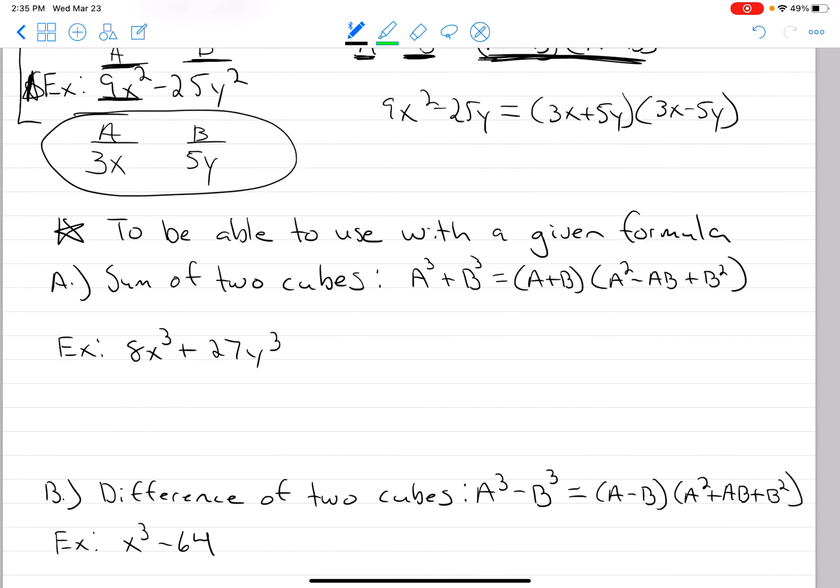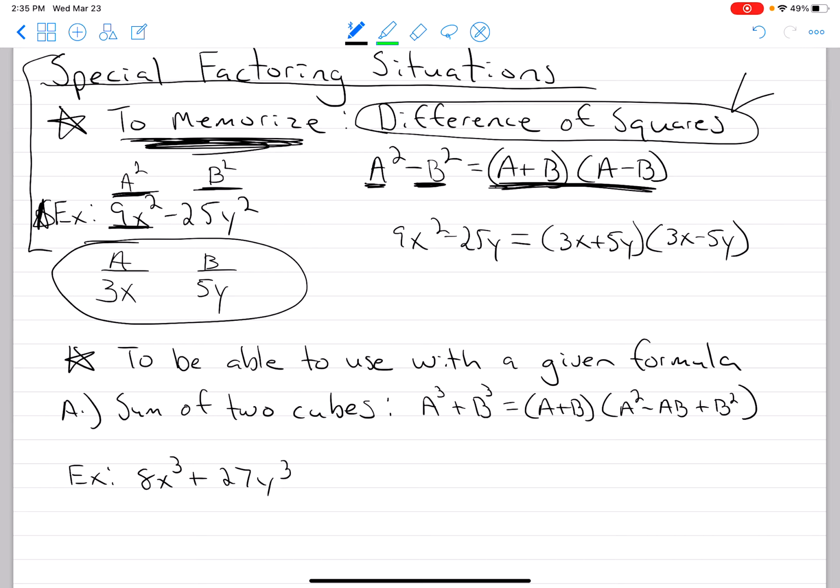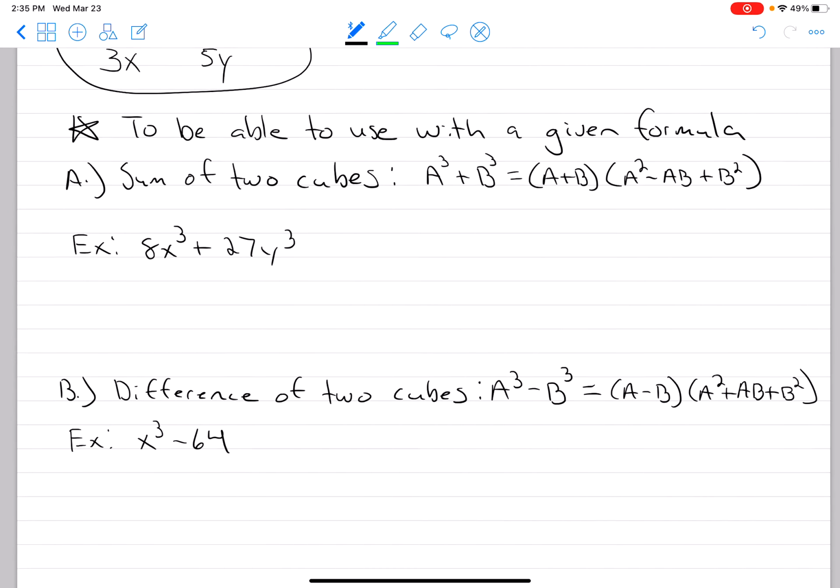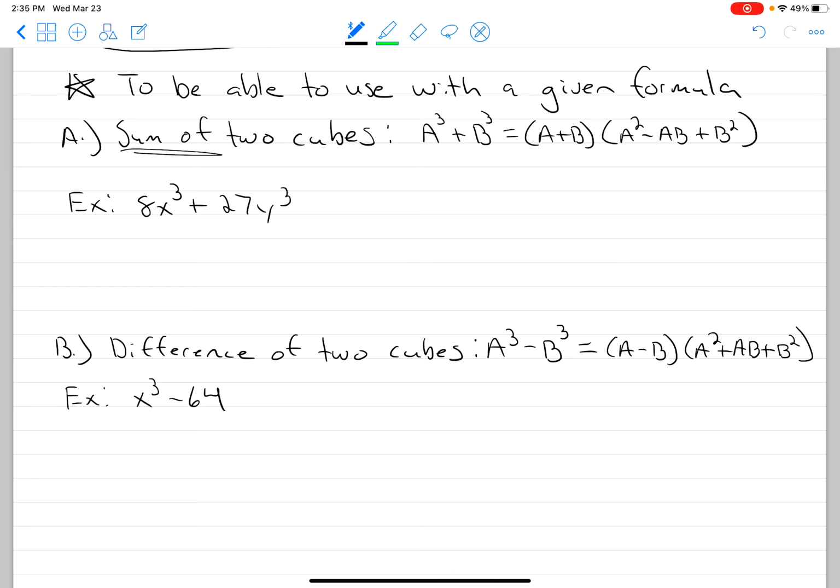All right, this top one, the difference of squares, you need to memorize. You need to just know this when you see it and remember it's A plus B times A minus B. These next two, the sum of cubes and the difference of cubes, you do not need to memorize. You just need to know how to use them if you're given the formula. All right, so the sum of cubes is A cubed plus B cubed. And if you ever see that, that means A plus B times A squared minus AB plus B squared.